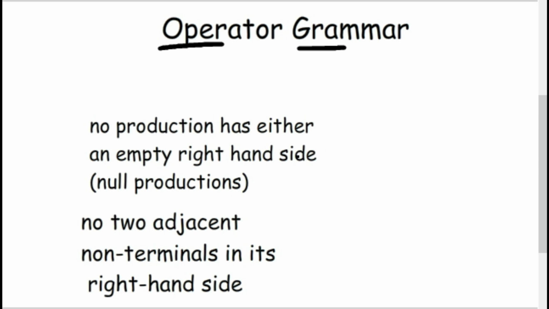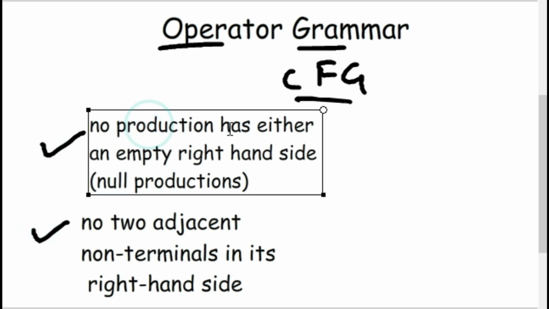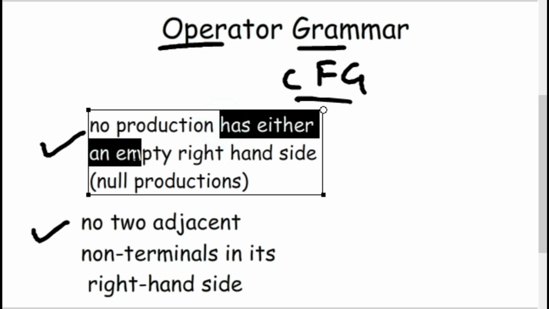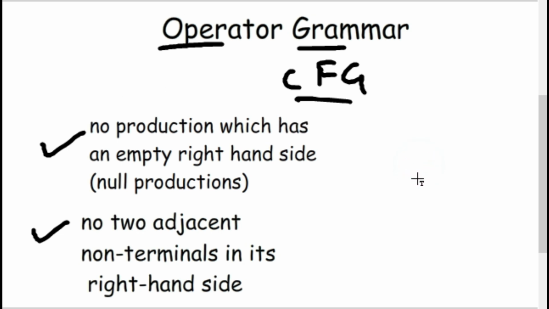So what is an operator grammar? Operator grammar is a context-free grammar. This is the definition. Operator grammar is a context-free grammar which satisfies these two rules. So the first rule is there should be no production which has an empty right hand side.